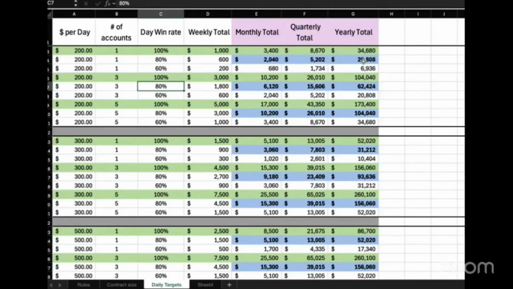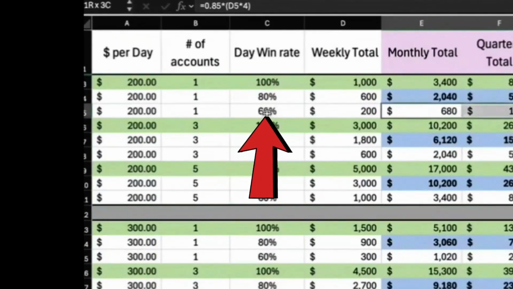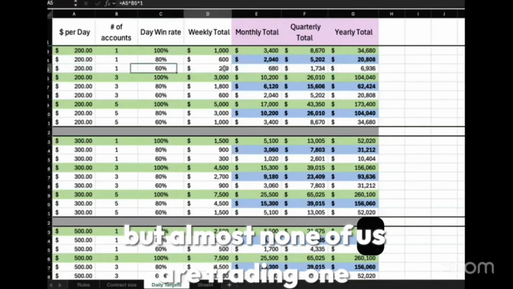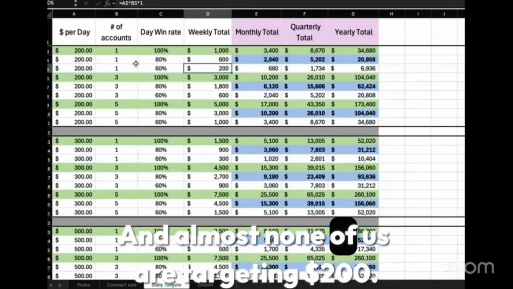I think most people could average this fairly well. Okay. Very, very fairly well. But the coolest part is not even that. It's going to be this area. If you have a 60% winning rate on the day, again, assuming you lost one $200 day, you won one $200 day, you lost one $200 day, you won one, then you won one more. That really is only giving you about what, $200 a week, right? That doesn't seem like much, but almost none of us are trading one account. And almost none of us are targeting $200.